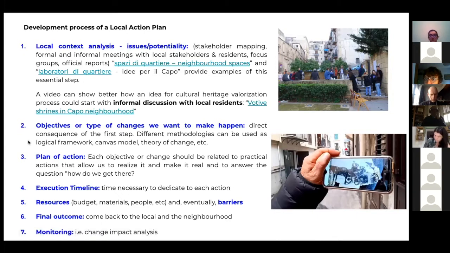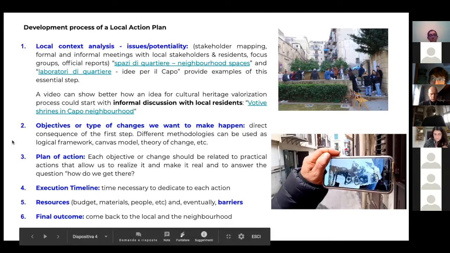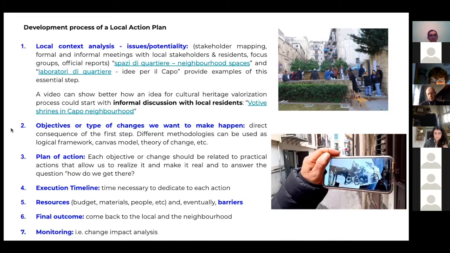In this context, we come back to the local, to the neighborhood, with an outcome. In our case, for example, this video was a sort of coming back to the local, in this case Gianni. The votive shrines video was important to give back what we have discovered together, related to the change we want to make on the valorization of the votive shrines. And then the last part, which is also transversal, is the monitoring. That could be done in a lot of ways, like the change impact analysis, or another method.